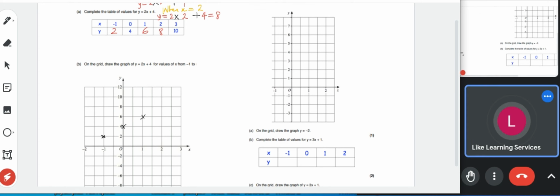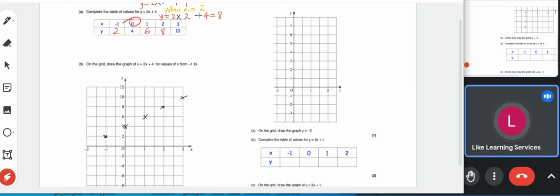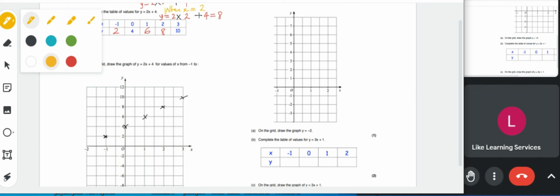So let me confirm what you plotted. When x is minus 1, y is 2, so you plotted it, that's correct. Minus 1 on x, because this is x, and 2 on y. When x is 0, y is 4, you plotted here. 0 on x, 4 on y. Good. When x is 1, y is 6, yeah. And so on. So join all your points with a straight line. You can use the shift button and draw a straight line to join your points.